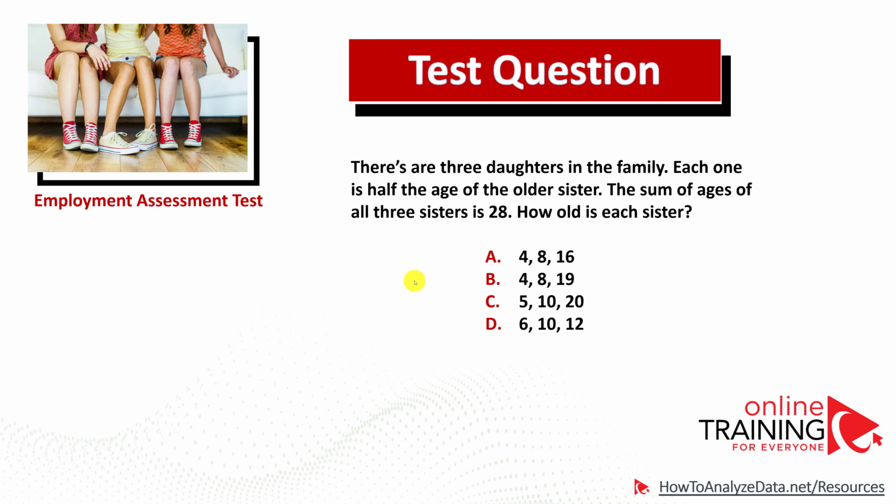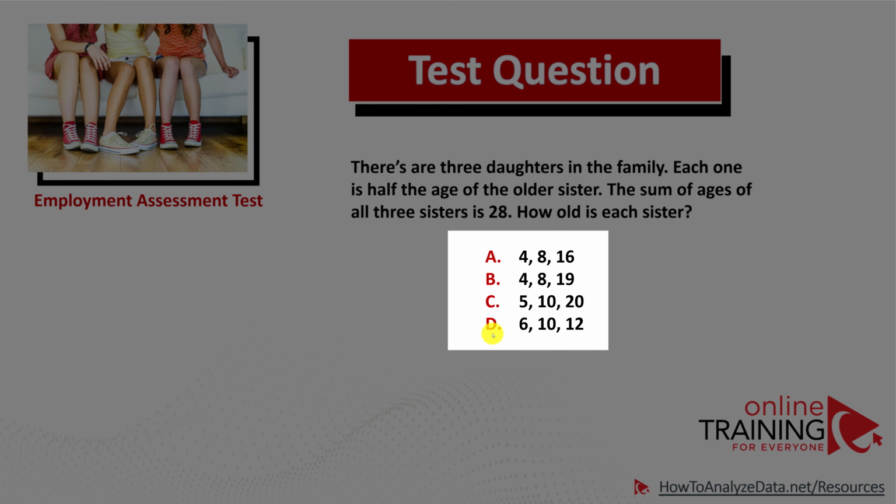Now let me show you an alternative way to solve this challenge without using any formulas. If you look at the choices A, B, C, and D, you see that choice A matches the pattern. So for example, if you have youngest sister as age 4, the middle sister would be 4 by 2, which is 8, which is correct, and then 8 by 2 is 16. Let's do the same thing for other choices.